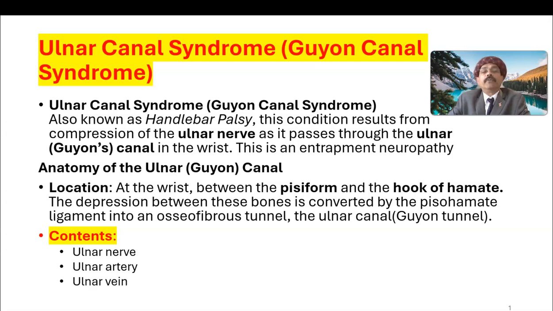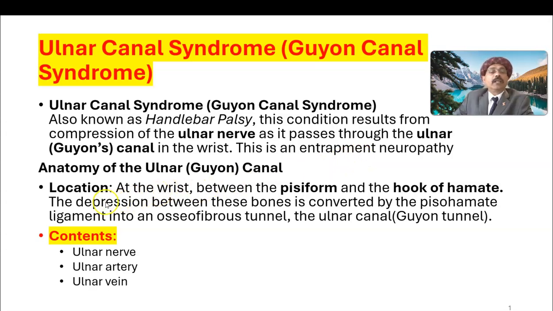Ulnar canal syndrome or Guyon canal syndrome, also known as handlebar palsy, results from compression of the ulnar nerve as it passes through the ulnar canal, also called Guyon's canal, on the medial and anterior aspect of the wrist. This is an entrapment neuropathy.